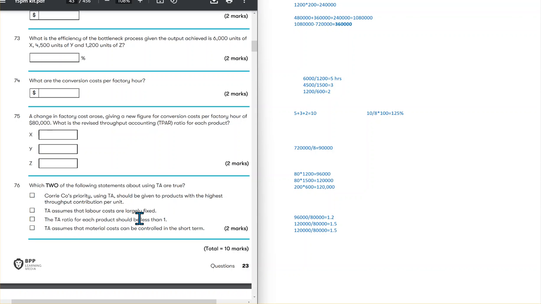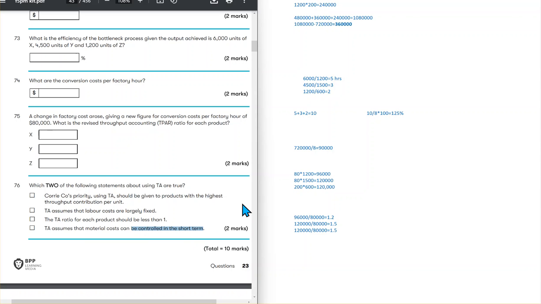Remember, TA assumes that labor costs are fixed. The only costs that are changeable are the material costs. So they are the costs that can be controlled. So that means B and D are correct.